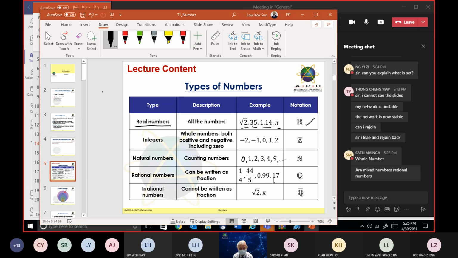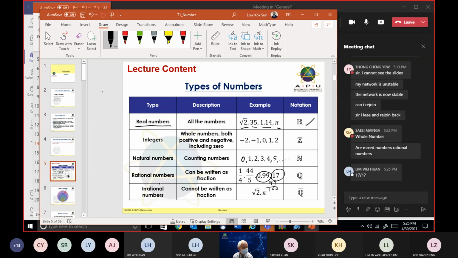So you see, all these can already be expressed in fraction. Can I ask, how come this one is not in fraction yet, and yet we know it's a rational? How come? This, yes, is 99 over 100. So you got the numerator and denominator. If you can put the number into numerator and denominator, it is a rational. And 17, how come 17 is not a fraction, but it's called rational?